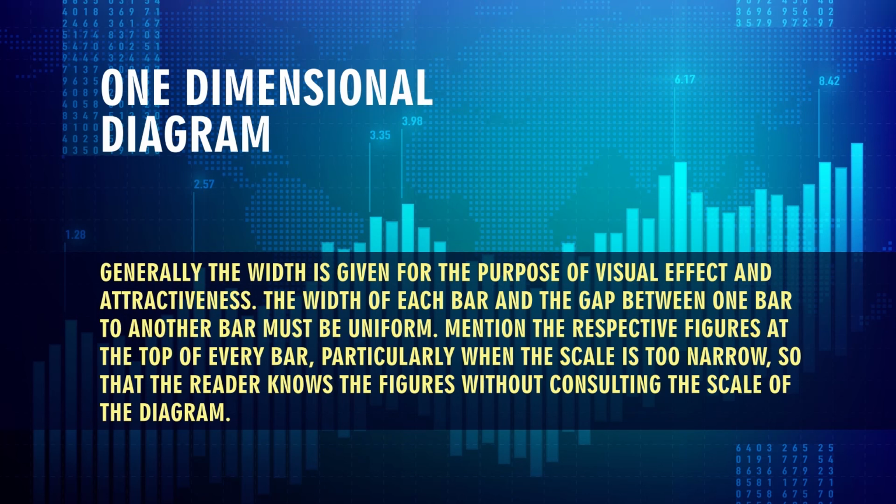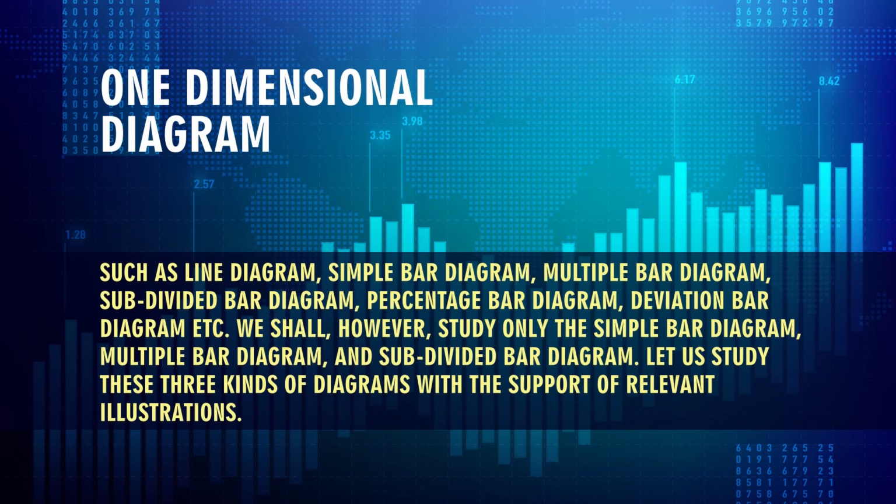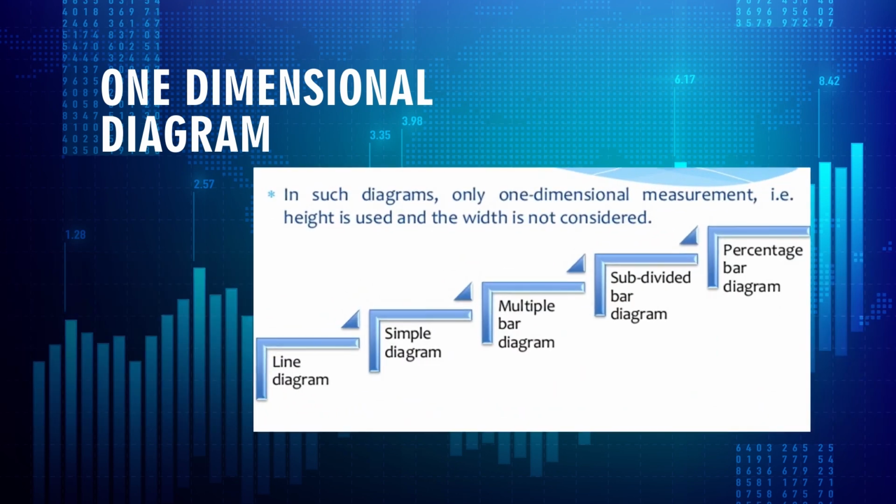So the parameter which is going to be taken care of is the length. The width of each bar and the gap between one bar and another bar must be uniform. Mention the respective figures at the top of every bar. A large number of one-dimensional diagrams are available for presenting data, such as line diagram, simple bar diagram, multiple bar diagram, subdivided bar diagram, percentage bar diagram, deviation bar diagram, etc. We shall, however, study only the simple bar diagram here. And if you see this particular image, in such diagrams only one dimensional measurement, that is height, is used and the width is not considered. So we start with line diagram, simple diagram, multiple bar diagram, subdivided bar diagram, and then percentage bar diagram.